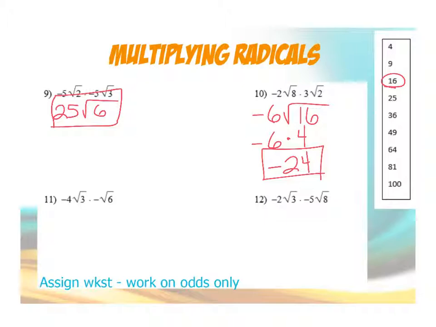All right, number 11, we assume there's a negative 1 sitting in front of that. That gets us a positive 4 when we multiply by the square root of 18. And then I look at my list and ask, what goes into 18?